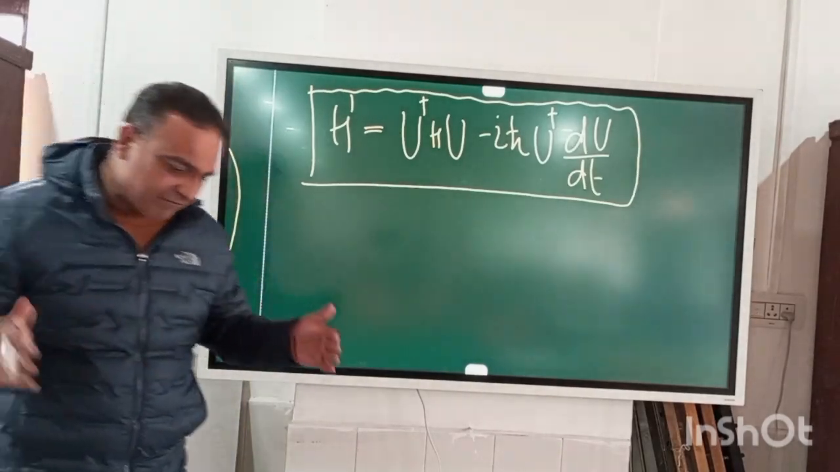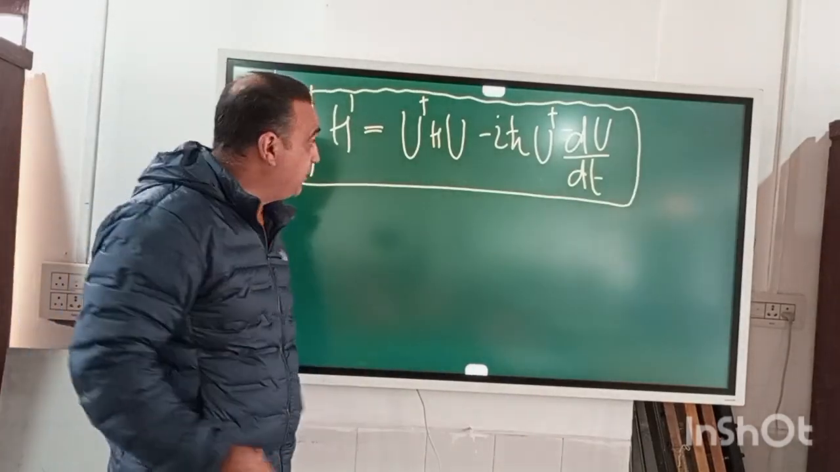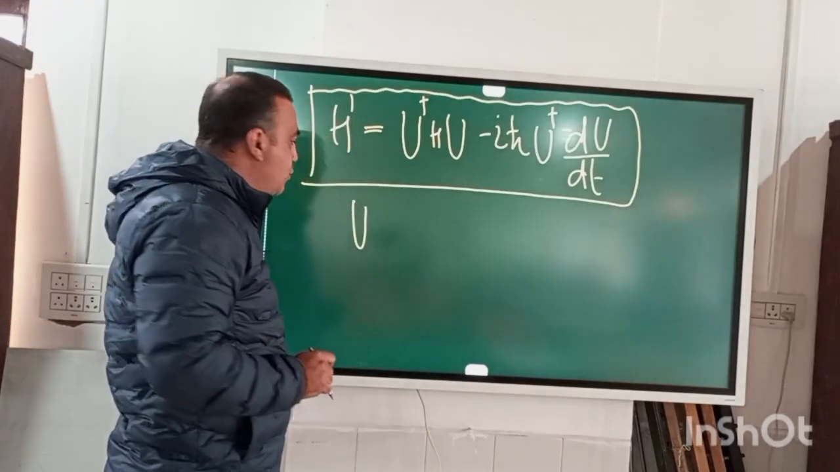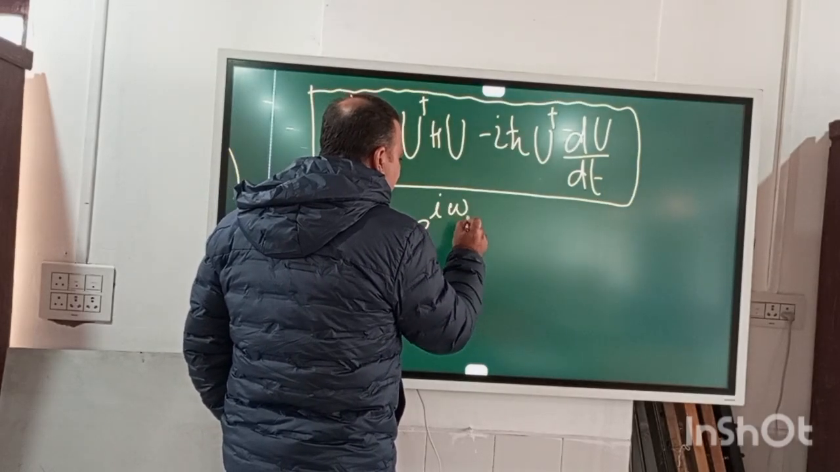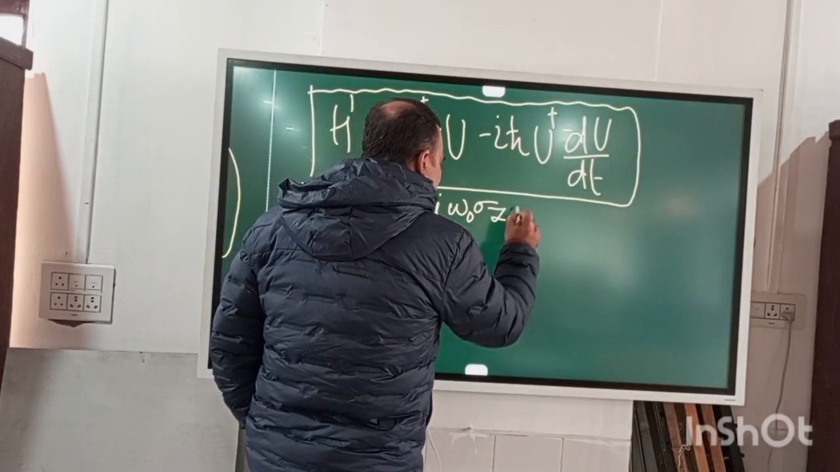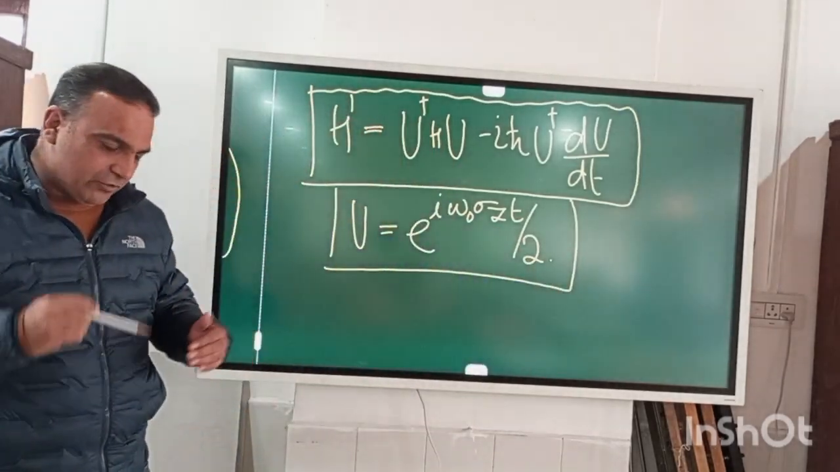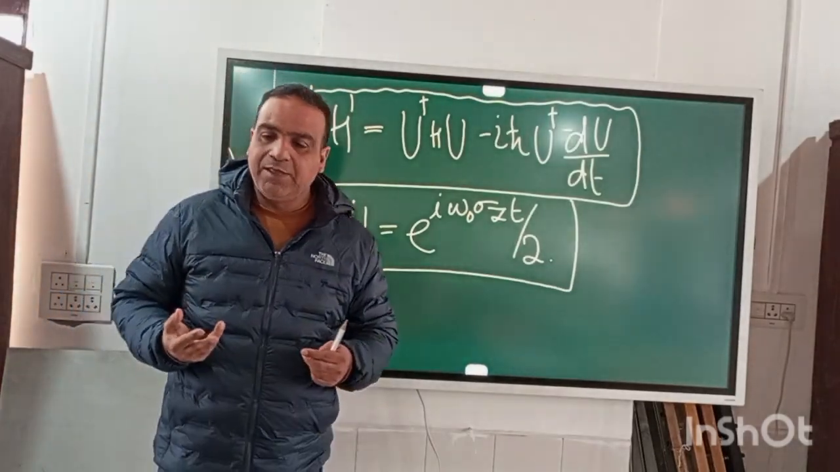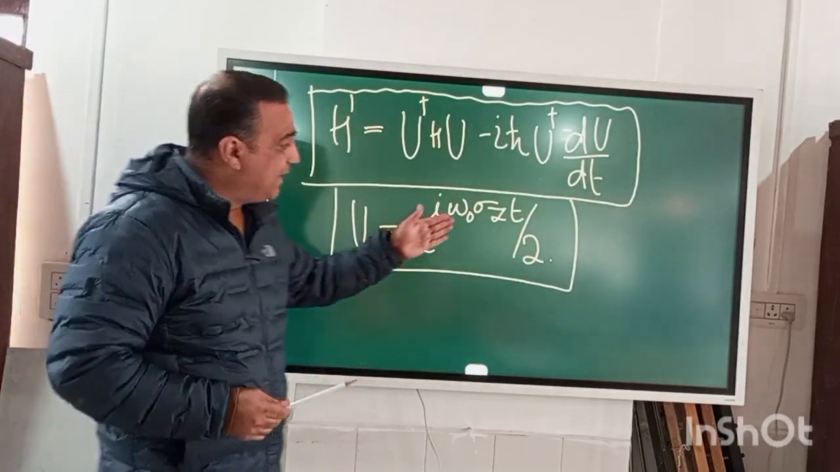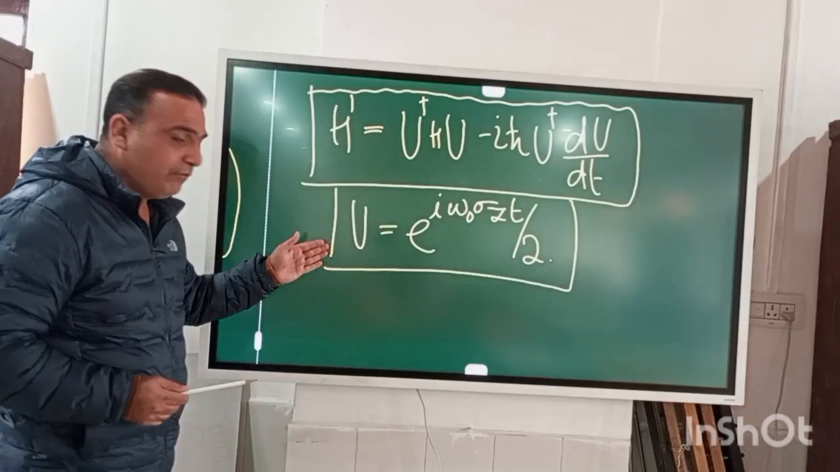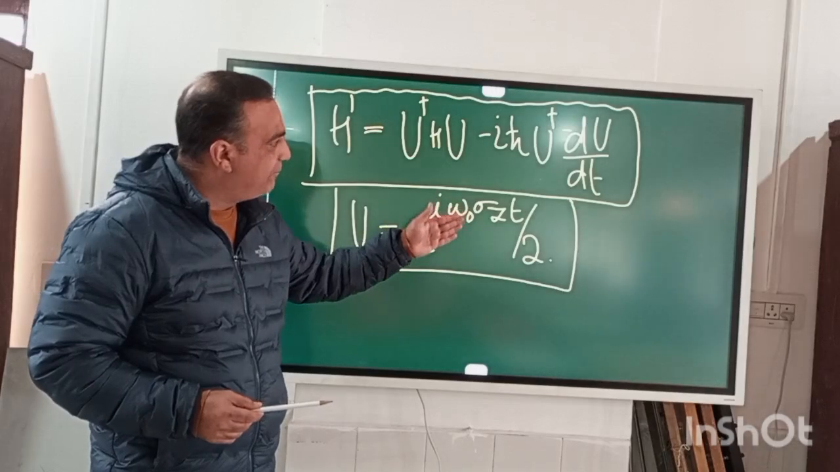The frame of reference is itself rotating, and the Hamiltonian for that system is given by this equation, where U is the time evolution operator, and U is e to the power of i omega naught sigma z t by 2. When we think of rotating the frame of reference, we rotate it with respect to the z-axis of the problem. That's why we have sigma z for U. So U equals e to the power of i omega naught sigma z t by 2.